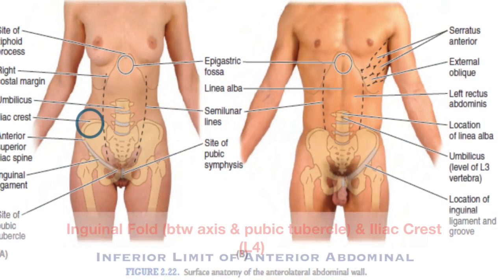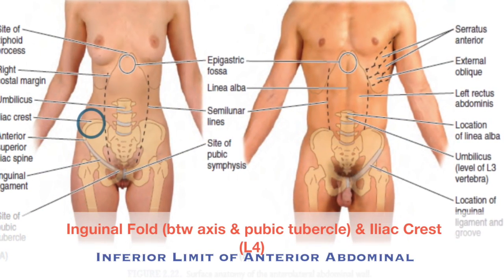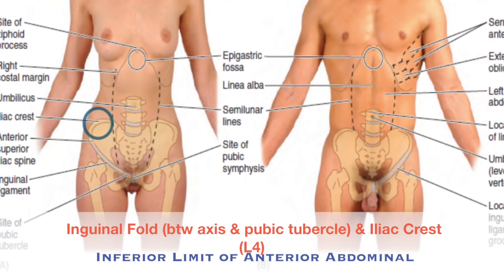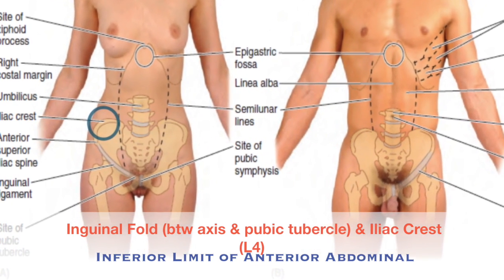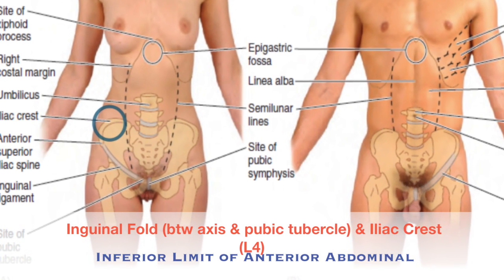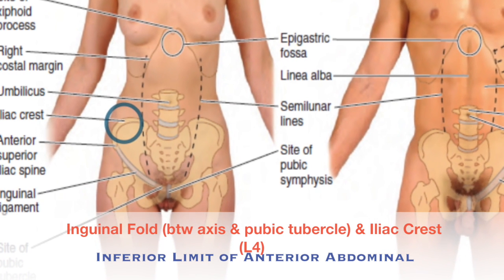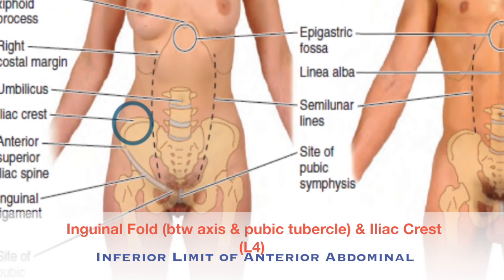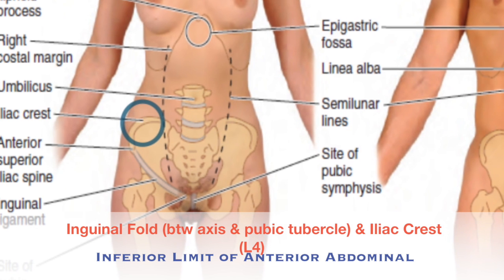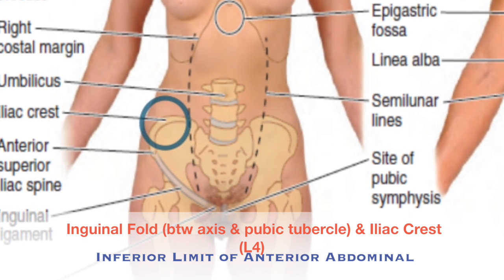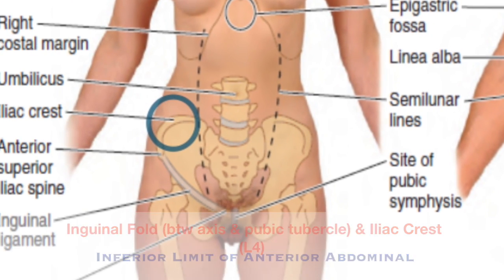I will talk about the inferior limit of the anterior abdominal wall. The inferior limit is made up of the pubic crest, inguinal fold and iliac crest. The pubic crest and the cartilaginous joint that unites them can be felt at the inferior end of the linea alba. The inguinal fold is a shallow oblique groove overlying the inguinal ligament as it extends between the anterior superior iliac spine and the pubic tubercle. The bony iliac crest, at the level of the L4 vertebra, can be easily palpated as it extends posteriorly from the ASIS.